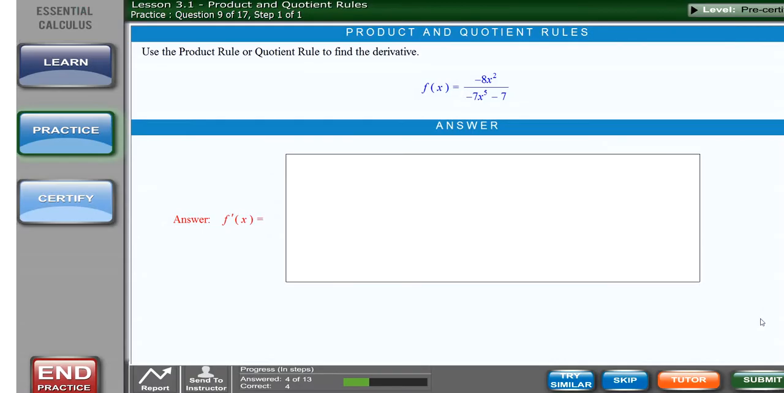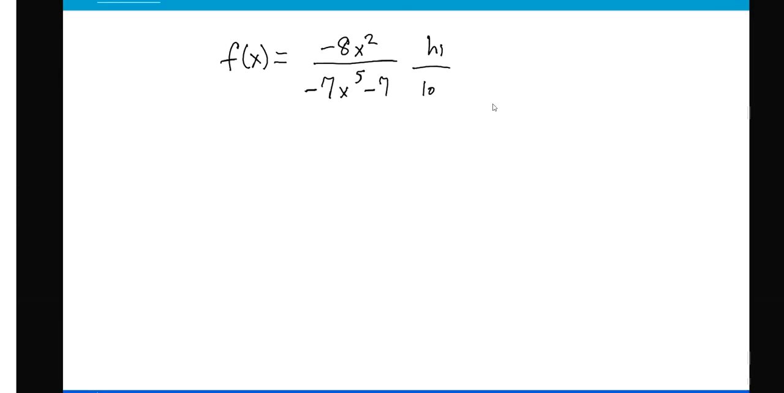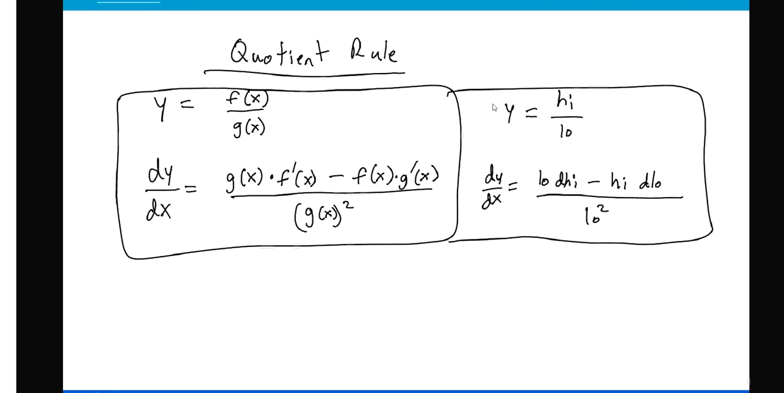All right, so let's take this problem they've given us here. Negative 8x squared over negative 7x to the fifth minus 7. So in the same fashion that I just showed you, we could call negative 8x squared the high part, and negative 7x to the fifth minus 7 as the low part. Again, that's high over low. And apply that mnemonic we said. Low d high minus high d low over low squared.